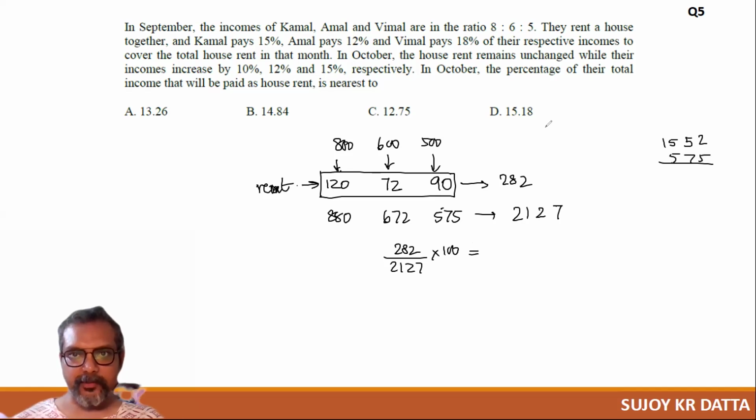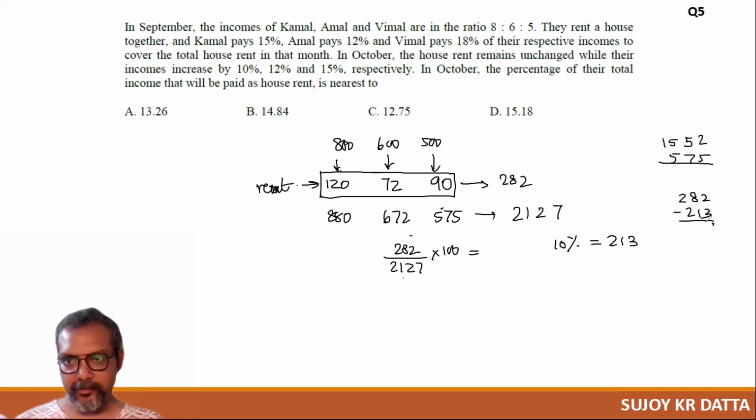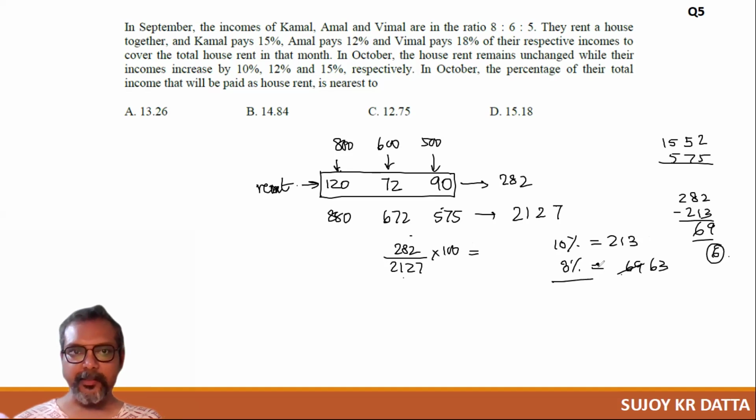Okay, we have the options here. So 10% would have taken us 212.7, so around 213. That would leave you with 282 minus 213, so 69. So we need 69 more. If you look at 3%, 1% would be 21 around. So 3% would be around 63. So we'll need still a little bit more. So slightly more than 13%. So first option. In this case, that's the first option.